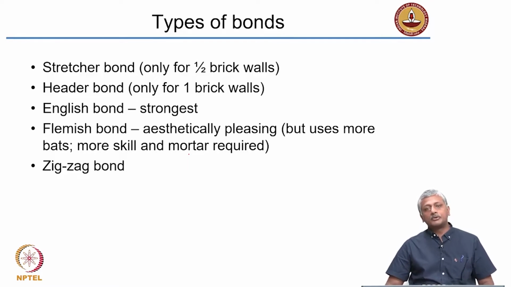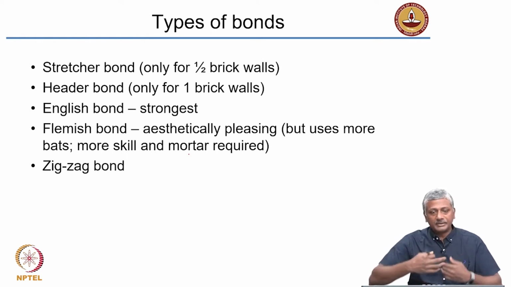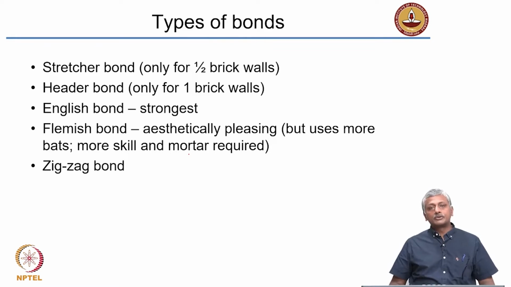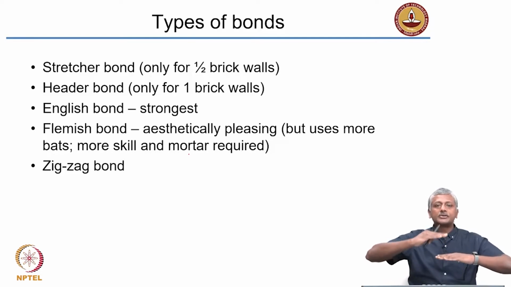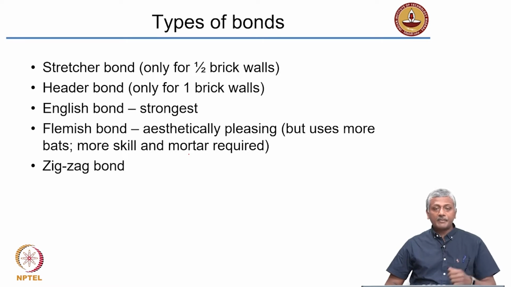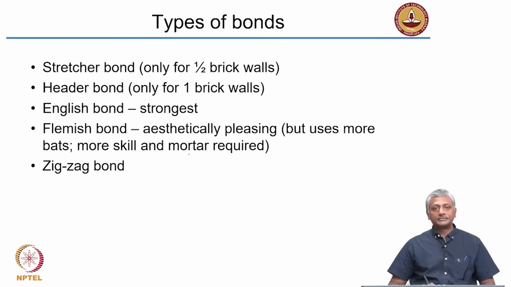A stretcher bond can only be used for a half brick wall because there is no connectivity between the front and the back. A header bond can be only used for one brick wall. Okay. Now English bond, which I showed you previously, has layers of stretchers and headers alternating. A Flemish bond, on the other hand, has stretcher, header in every layer. Okay. So obviously that looks much more appealing or pleasing to the eye.